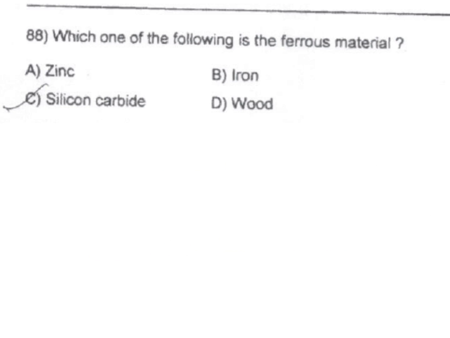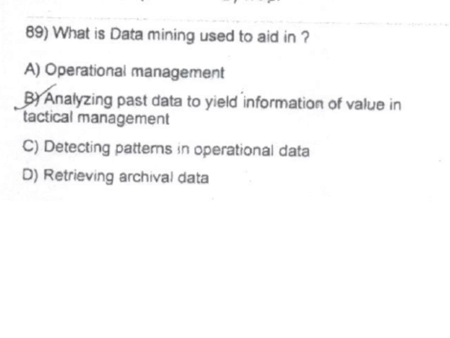What is data mining used to aid in? Data mining and OLAP both are related. A. Operational management. B. Analyzing past data to yield information of value in tactical management. C. Detecting patterns in operational data. D. Retrieving archival data. Answer is option B. Analyzing past data to yield information of value in tactical management.